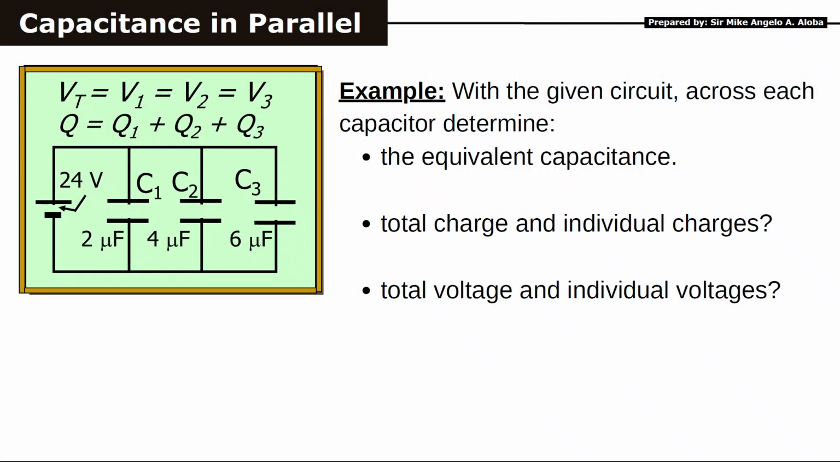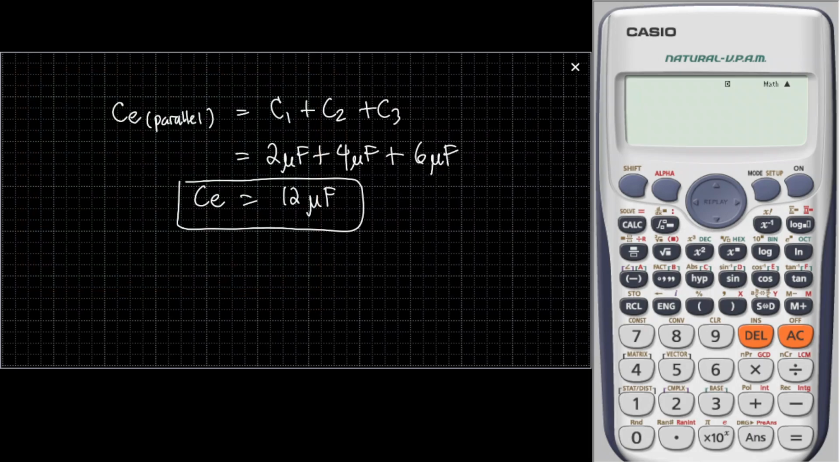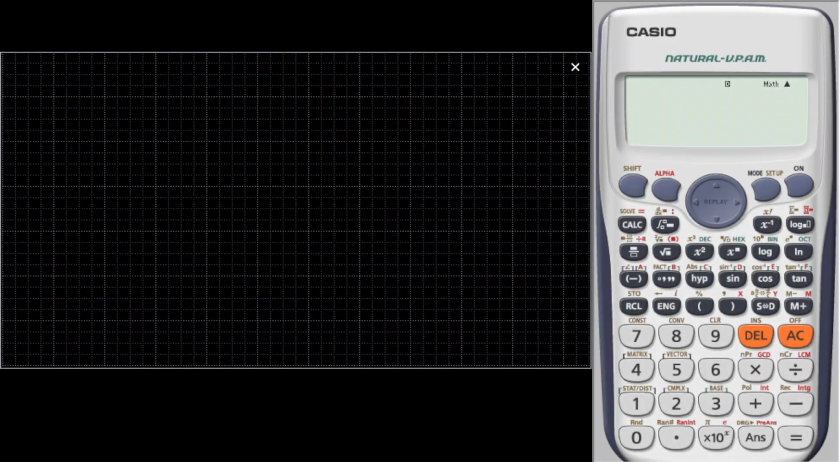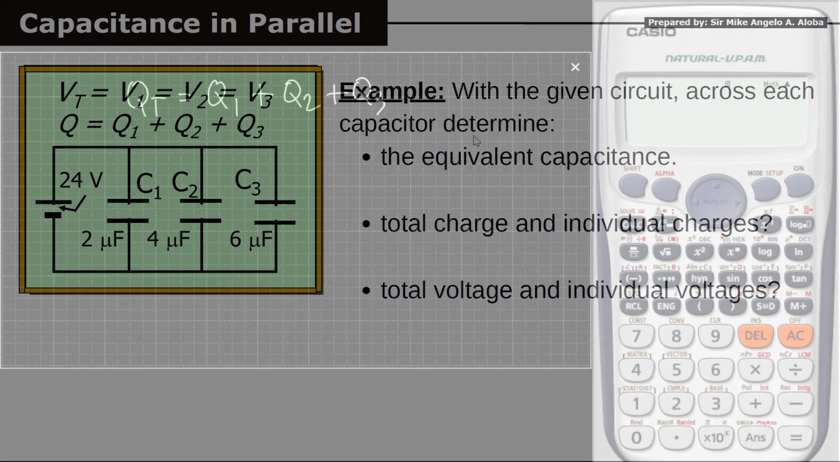Now, how about for the total charge? So, ayun, nakalagay na pala dito. Q total is Q1 plus Q2 plus Q3. Tapos yung mga voltages natin ay equal sa parallel connection. So, let's try to solve for that. QT, sa parallel, is equal to Q1 plus Q2 plus Q3. Right? Sa parallel.